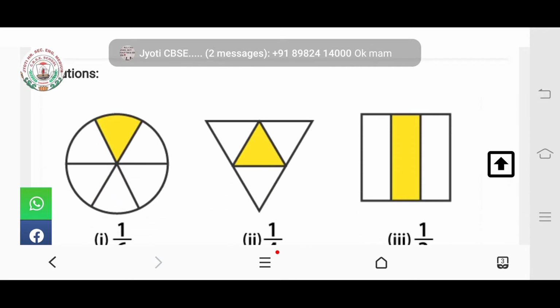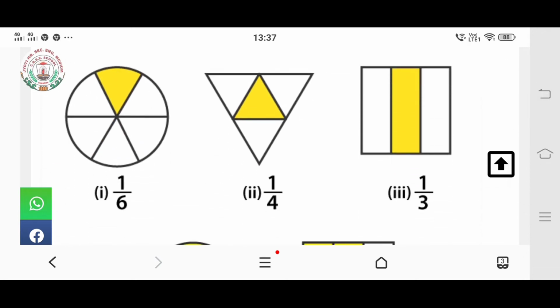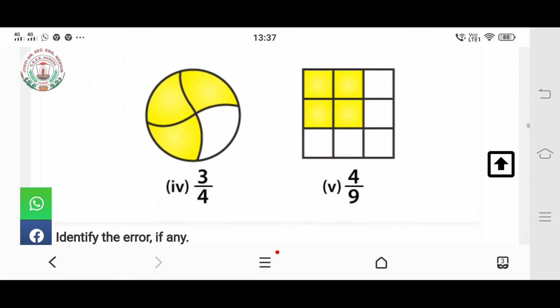Let us see. 1 by 6. So 1 by 6 we have to take. One part out of 6 it is shaded, one part out of 4 it is shaded, 1 out of 3 it is shaded, then 3 out of 4 it is shaded, and 4 out of 9 it is shaded. It is just according to the book it is given. You can take any of the parts.